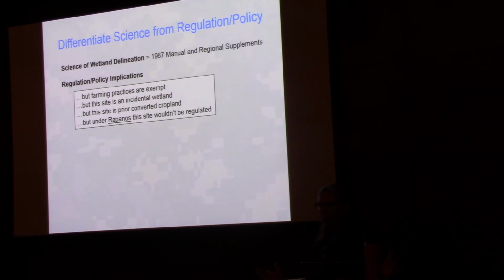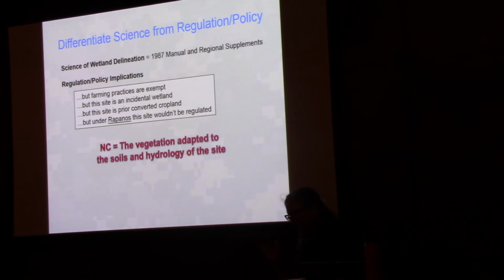That's all that matters. We want to know where the edge of the wetland is and the aquatic resources, if there are any streams or other resources in there. And it's only after that we worry about whether or not, or how, we're going to regulate it. So the bottom line, just for the science, is that normal circumstances is the vegetation that's adapted to the soils and hydrology of the site. That's what we're looking for.